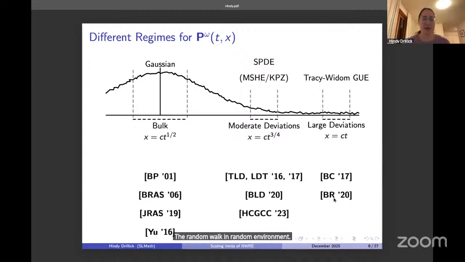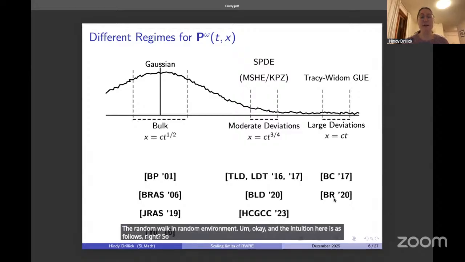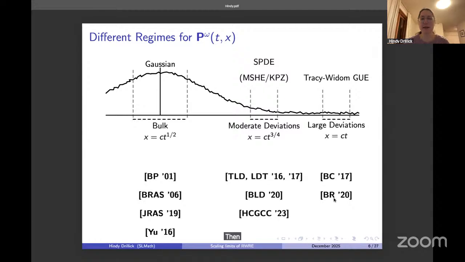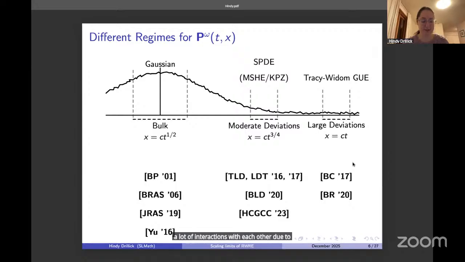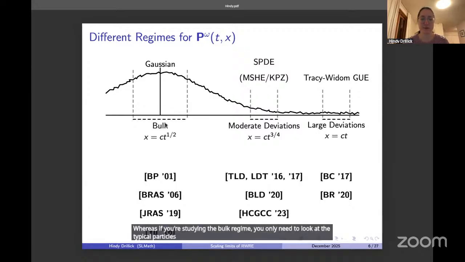Okay, and the intuition here is as follows. If we're looking at large deviations or rare events, then to see that, we would need to run many, many particles or many random walkers. And if we have a very large number of random walks, then they're going to have a lot of interactions with each other due to the sticky nature of the system. And the interactions will play a big role, causing this non-Gaussian behavior. Whereas if you're studying the bulk regime, you only need to look at the typical particle. So you just need to run a small number of particles.